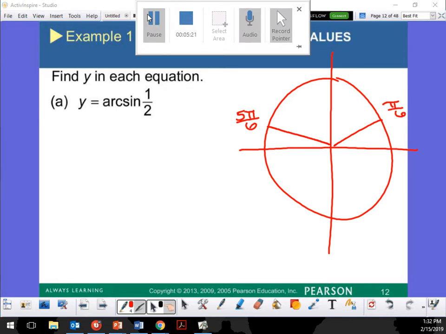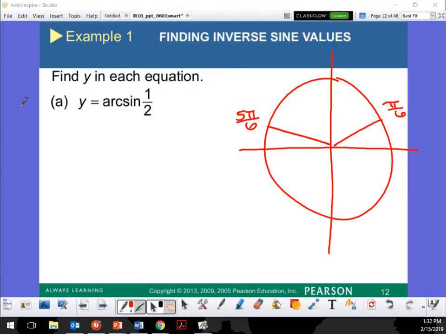So from my unit circle, that's basically what I'm trying to find. Where is sine equal to 1/2? We get it on the unit circle or your reference sheet at pi over 6 and 5 pi over 6.